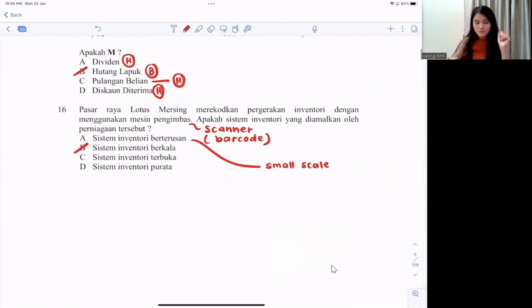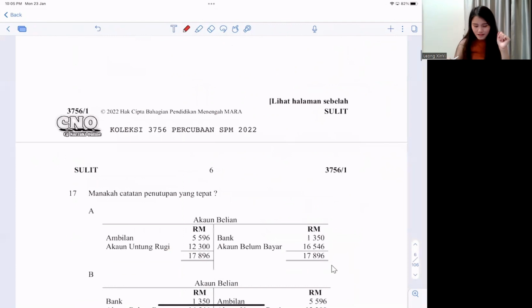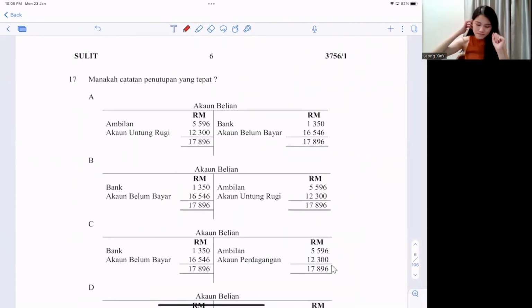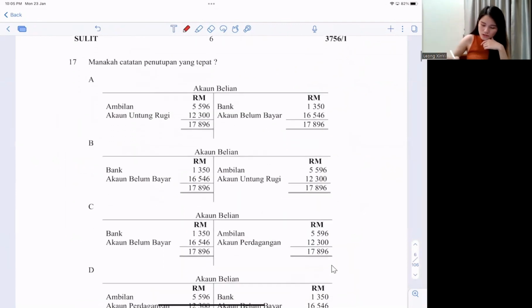Okay, let's move on to question 17. Manakah catatan penutupan yang tepat? We're talking about catatan penutupan, which means closing of a ledger. So you must make sure they are done correctly. Now belian is wrong, because why? Belian is something that you put into account perdagangan.